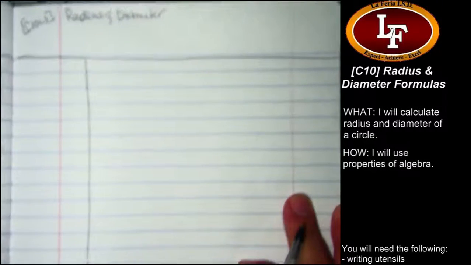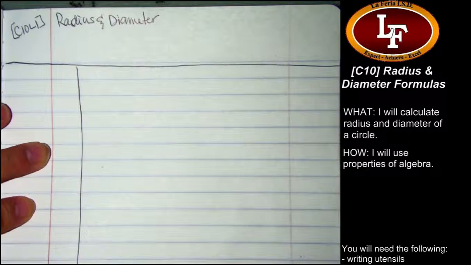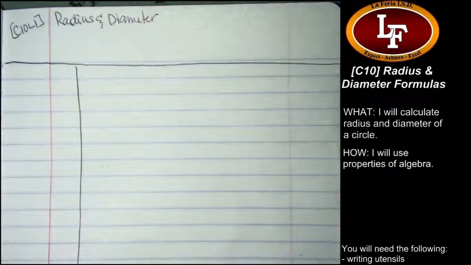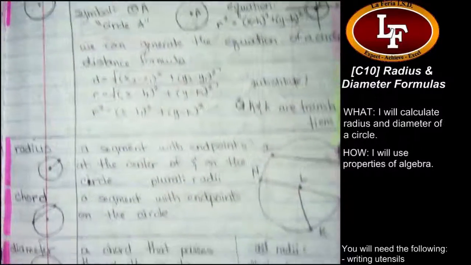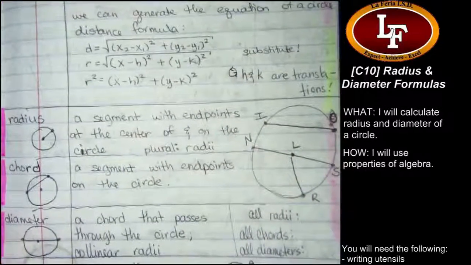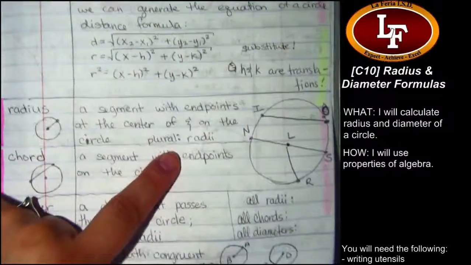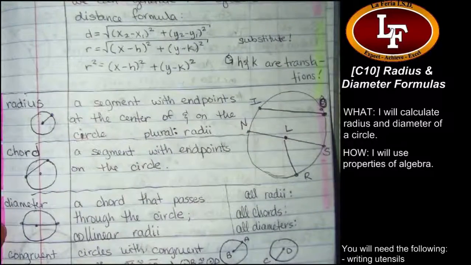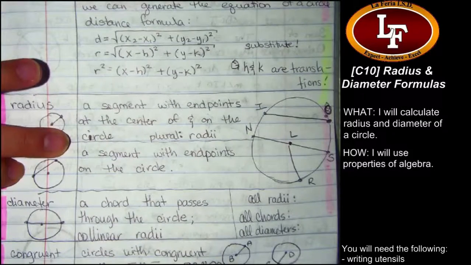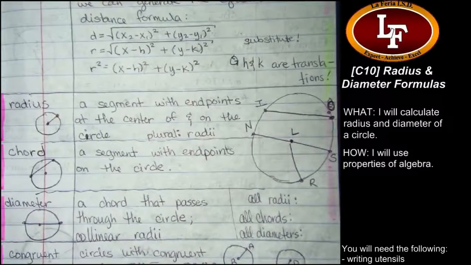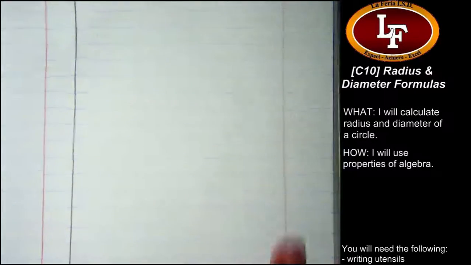Zoom in here. Whoa! That's what the world looks like before I find my glasses. Okay, from the previous section, we had the definition of both radius and diameter. The radius was a segment where the endpoints are on the circle and in the center of the circle. And when we're talking about more than one of those, we use the plural of that word, which is radii. And then the diameter is this chord, a segment where the endpoints are on the circle. But this chord is special in that it goes through the very center of our circle. So we're going to be looking at the relationship between those two items right now.